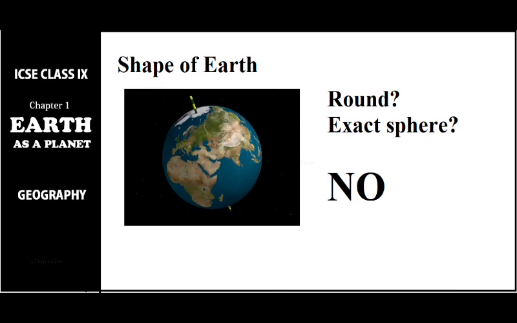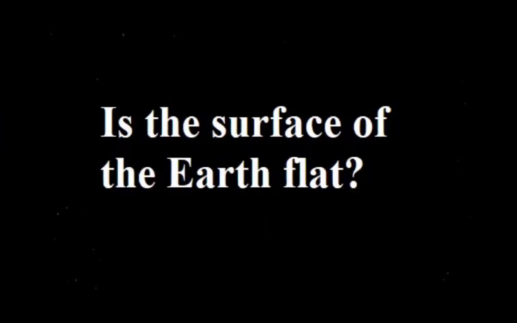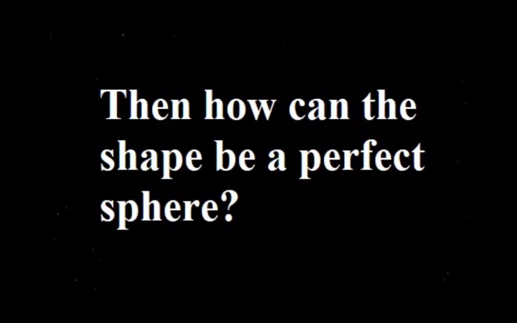Now, what is the shape of the Earth? Is it round, or is it an exact sphere? No, it is not. To understand this, just have a look through the window. Look outside and see whether the surface of the Earth is flat. We can see an undulating surface. Some areas are high, some areas are down, some areas are flat. There are mountains, there are valleys. That means the surface of the Earth is not flat. If it is not flat, then it cannot be a perfect sphere.